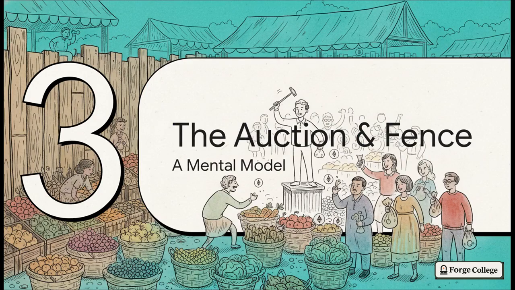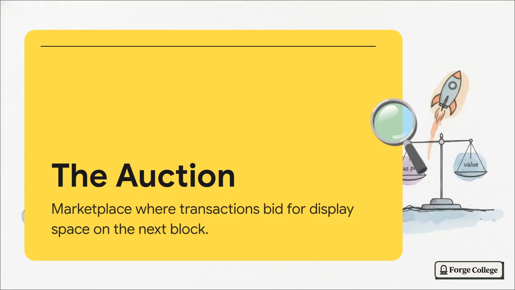Section 3. The Auction and Fence, a mental model. To make absolutely sure you never mix these two parameters up again, we're going to use a slightly quirky, but honestly highly effective mental model involving a bustling produce market. So, let's paint a picture.